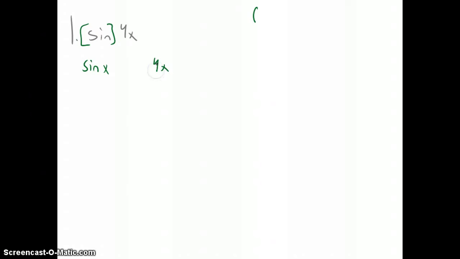So to derive this, first you take the derivative of sine x, which is cosine x. But you have to be sure to keep the inside the same, so it is actually cosine of 4x. Then you take the derivative of 4x, which is just 4. And then the last step is to multiply them together. So the derivative of sine of 4x is 4 cosine 4x.